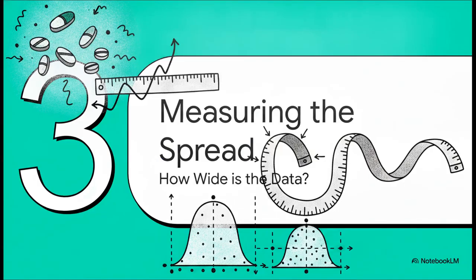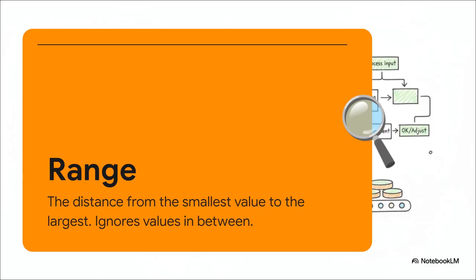All right, section 3, measuring the spread. Let's figure out just how wide our data really is. You see, knowing the center is really only half the battle. We also absolutely need to know how much our process fluctuates. I mean, a mean of 500 milligrams tells us nothing about whether our tablets vary by 1 single milligram or 50. The easiest way to measure the spread is the range.